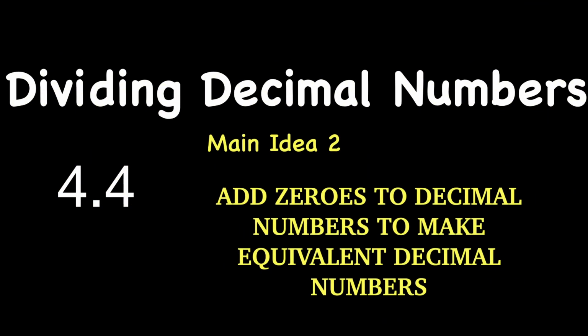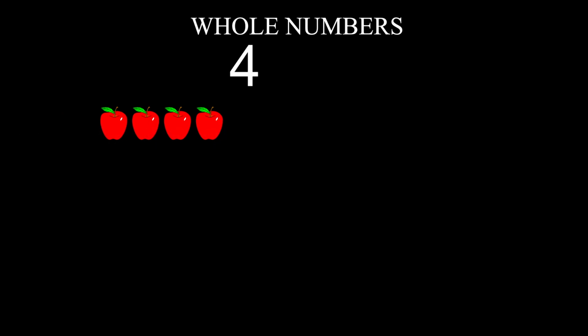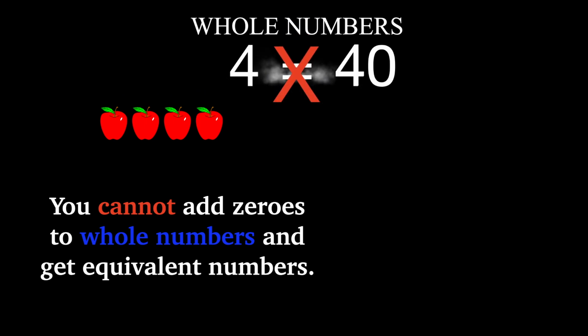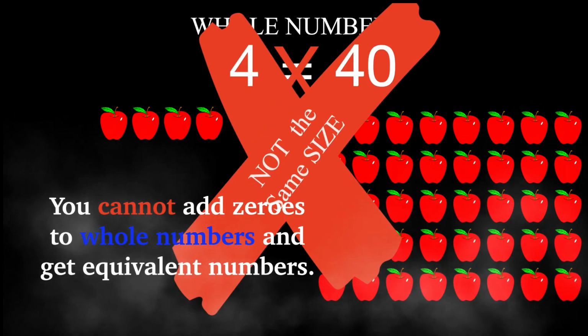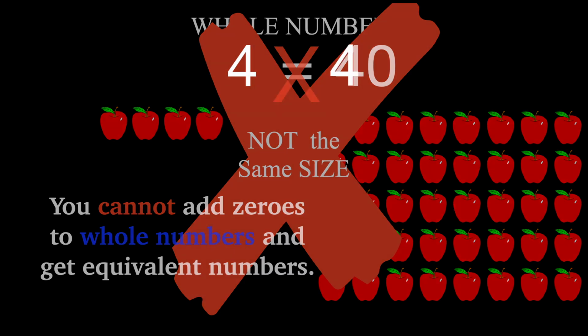Our second type of problem, the main idea, is that we can add zeros to the decimal numbers to make equivalent decimal numbers. A good place to start is to look at whole numbers first. If you have 4 apples, you cannot add zeros to that 4 and get an equivalent number. In other words, I can't take the 4 and add a 0 and have it be equal, because 40 apples is a lot more than 4. So you cannot do that with whole numbers because they are not the same size.